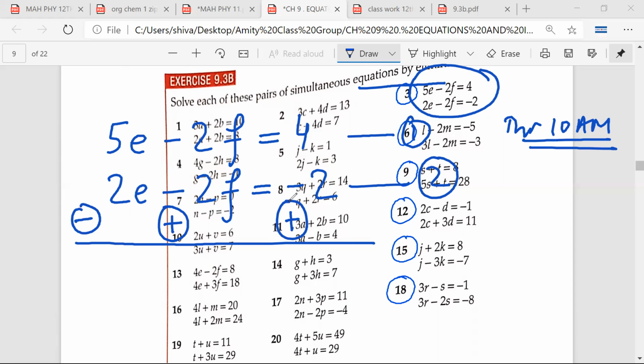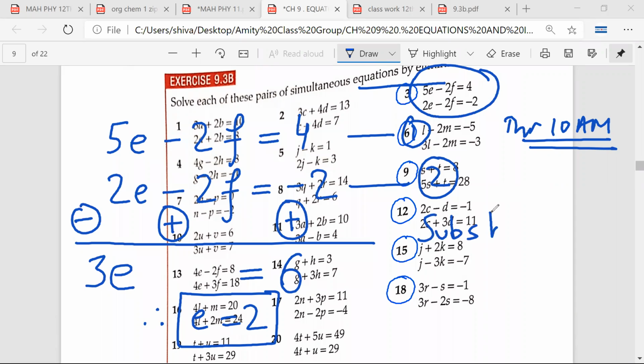No, sir. Now 5e minus 2e is 3e. Is there any doubt? Minus 2f plus 2f is 0. 4 plus 2 is 6. Is there any doubt? Sanvi, is there any doubt? No, sir. I'm requesting you again to follow this procedure so that there is no error. Therefore, e is equal to 2. Any doubt?